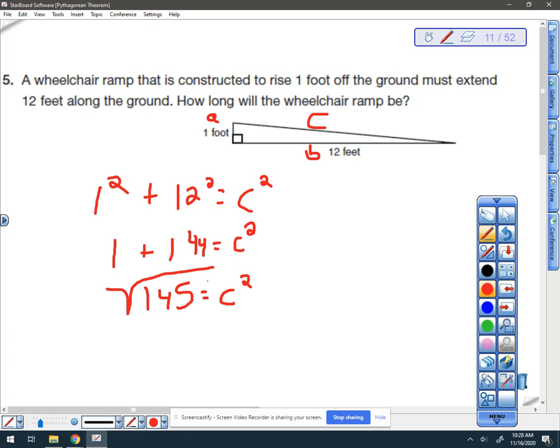Square root both sides, because definitely wouldn't make sense to say it's a 1 foot tall ramp. It's going to go 12 feet across the ground. So how long does the ramp need to be? 145 feet? No, that's a big problem. So you got to remember, square root both sides. Square root of 145 gives you a decimal, 12.04. So when you round that, the 4 tells the 0 to stay the same. So you would just have 12.0, which you would just leave as 12.